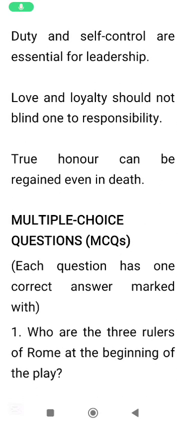Then another thing is what? Love and loyalty should not blind one to responsibility. You can see love and loyalty to Cleopatra blindfolded who now? Mark Antony to his what? To his responsibility, and he allows his forces, his soldiers, to just be killed cheaply. Then true honor can be regained even in death. That's another thing.